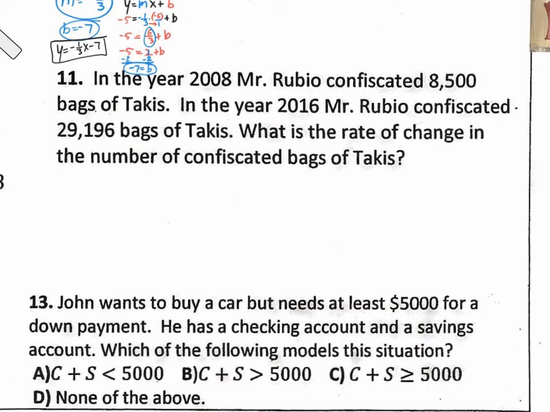The first thing that we need to know is that rate of change means slope. And slope is found with the slope formula, y2 minus y1 over x2 minus x1. Of course, you need coordinates. So you need to read this information and create some coordinates here.